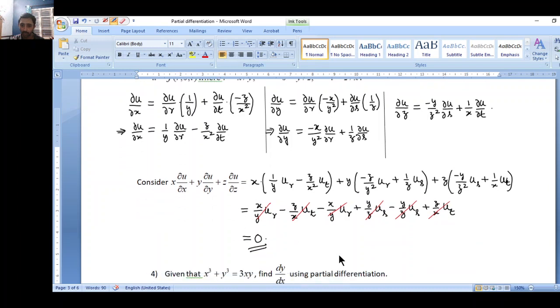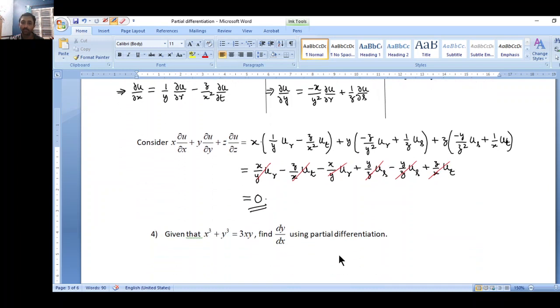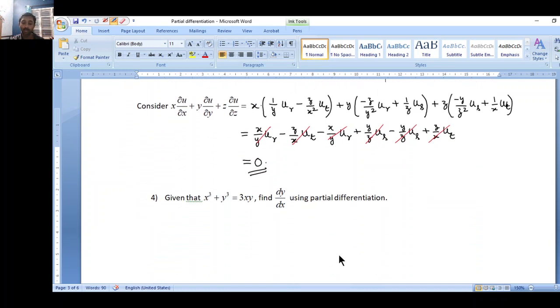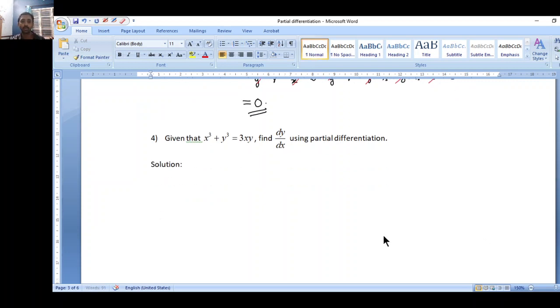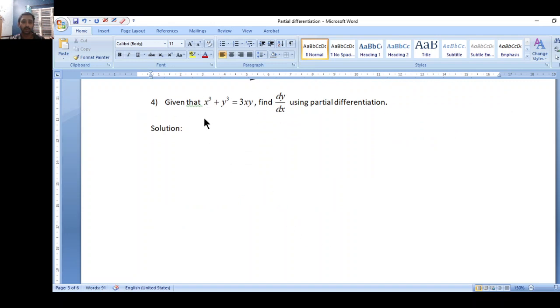Now I'm going to wind up this session with another problem that has to be solved. This is a much simpler problem, as you can see from the solution that I'm going to discuss right now. Yeah, what's the question now? We are given that x cube plus y cube is 3xy, and from this we are supposed to find dy by dx.